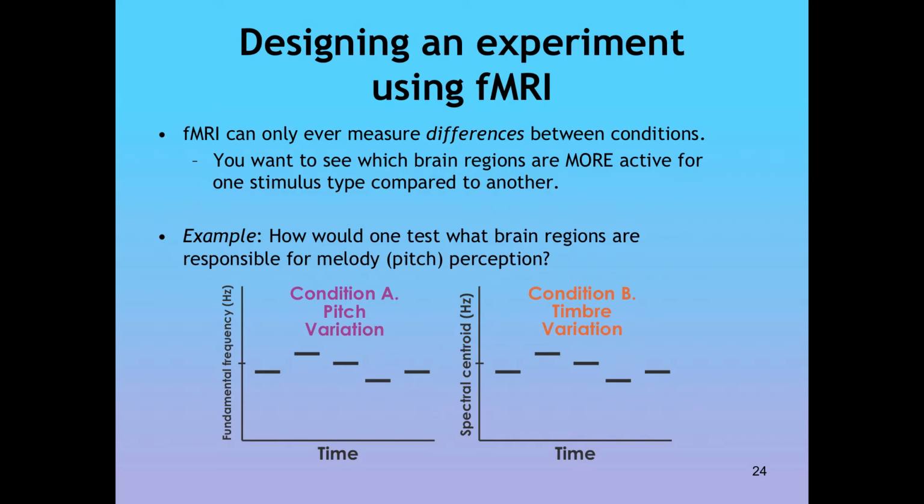So I get a sequence of sounds where the pitch or the melody stays the same, but the timbre of the notes is the thing that's changing, and I compare that to pitches that are changing, but the timbre remains the same, for example. So I can compare these conditions and see which regions are more active to variations in pitch and which regions are more active to variations in timbre. And you can also compare pitch, for example, to no pitch sounds, like noise, and compare those. These comparisons can help you zero in on regions most sensitive to pitch or melody.